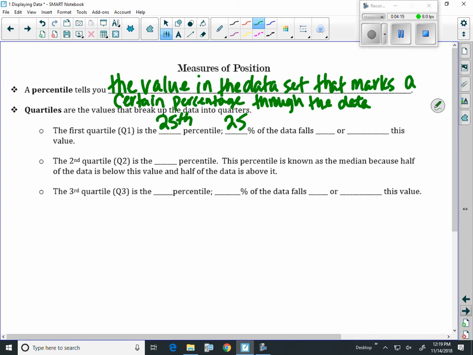Okay, so if we're talking about the 25th percentile, 25% of the data falls at or below this value. Whatever data we're talking about, if it's the 25th percentile, 25% of the data falls at or below that value. The second quartile, quartile 2, is the 50th percentile. It's the median.